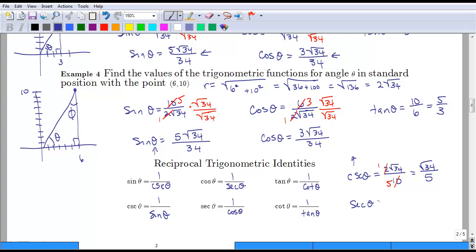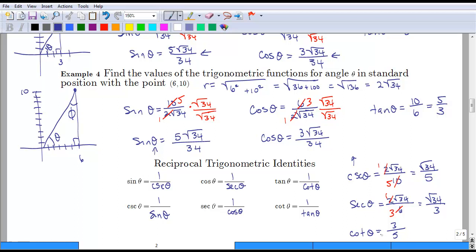For secant of theta, again, we look at the original one that we had written down for cosine, which was 2 root 34 over 6. Again, we simplify that, we get 1/3. And this becomes the square root of 34 over 3. And finally, cotangent of theta, if we flip tangent over, we can use either one of those. 3/5 is what we end up with for cotangent on that problem.